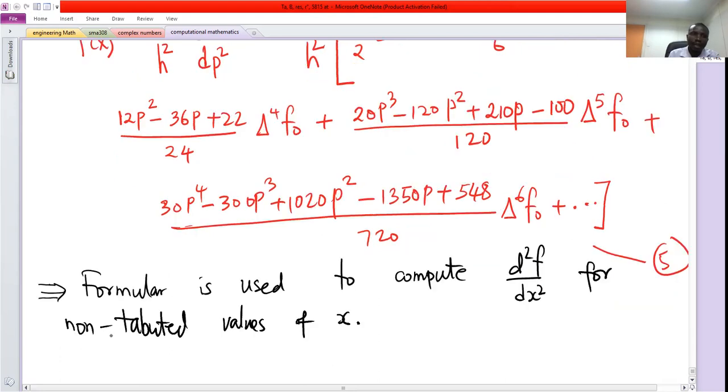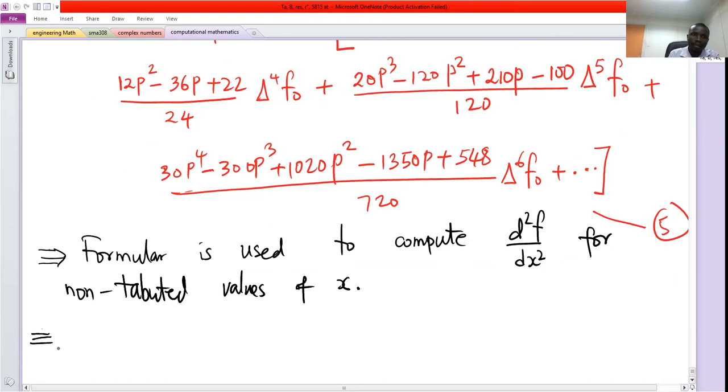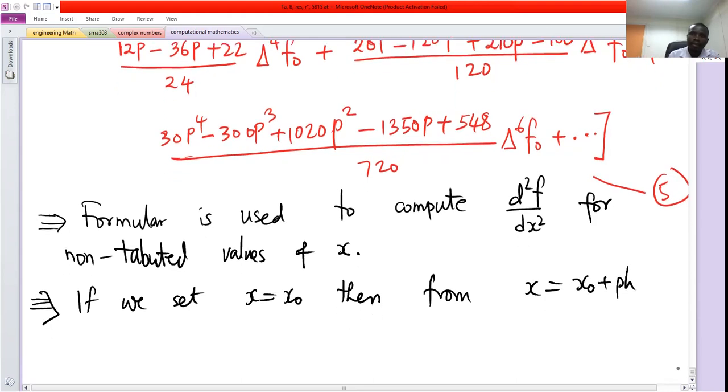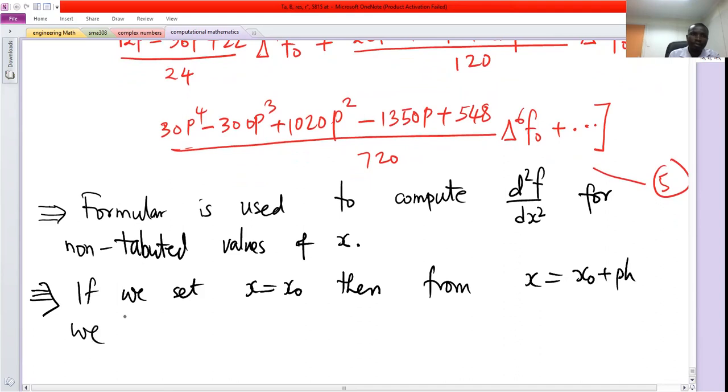Similarly, as we saw in the other case, if we set x to x-naught, then from x equals x-naught plus ph, we have x-naught equals x-naught plus ph. So which means 0 equals ph, which means p equals 0.